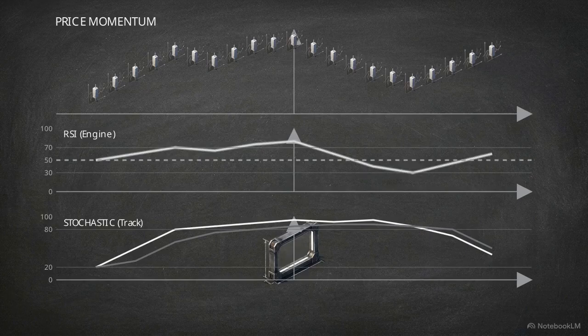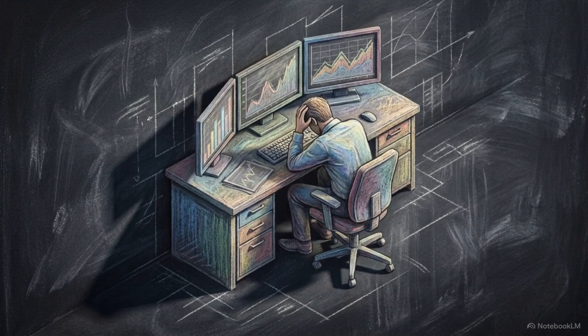Both RSI and stochastics are plotted below, and both are mathematically bounded between 0 and 100. Yet right here, RSI generates a clear buy signal, while the stochastic indicator simultaneously flashes a strict command to sell. This exact contradiction traps traders daily.